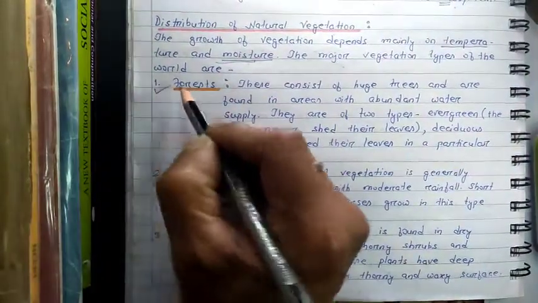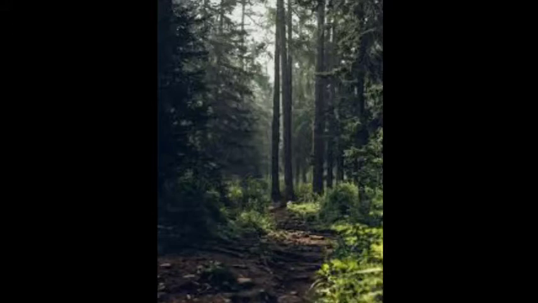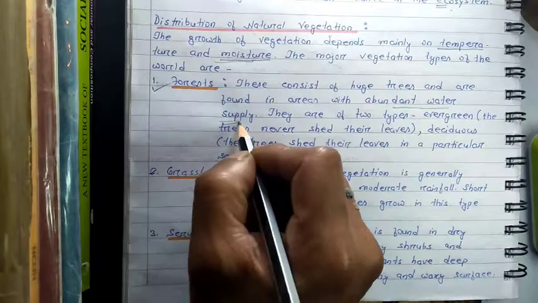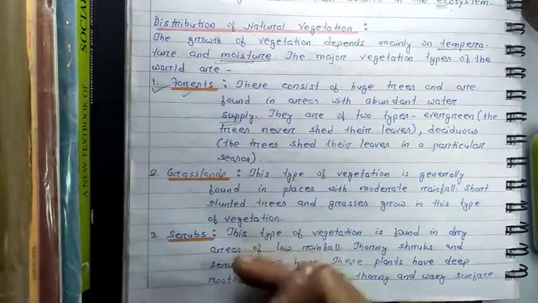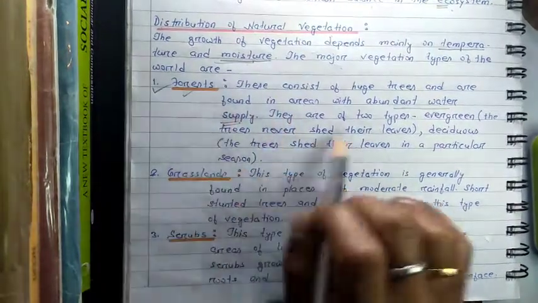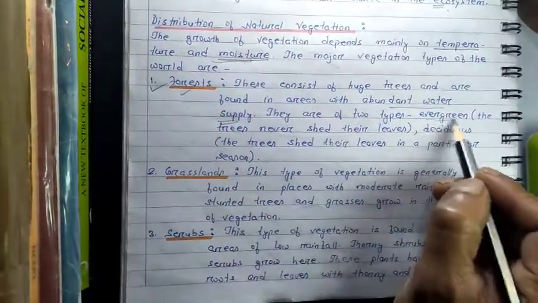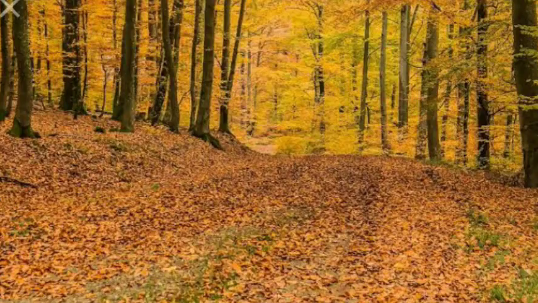The first one is forests. These consist of huge trees and are found in areas with abundant water supply. These forests generally consist of big, tall trees, and they are generally found in places with abundant water supply. That means where water is available, in those areas forests are generally found. This forest can be classified into two types. One is evergreen forest and another one is deciduous forest.